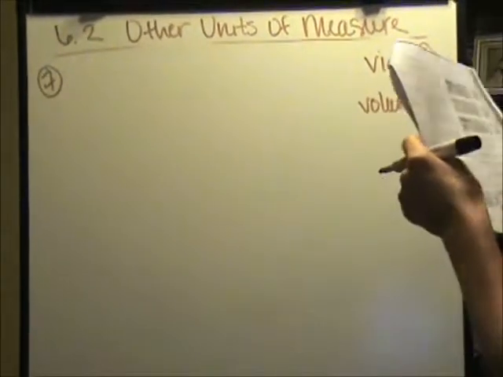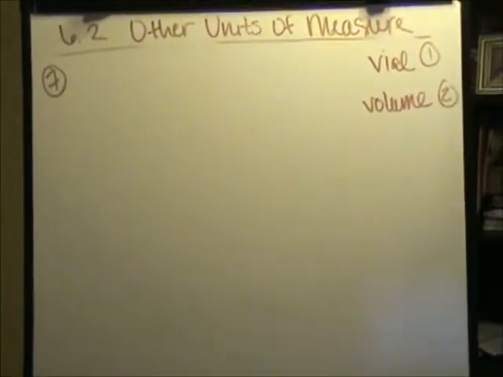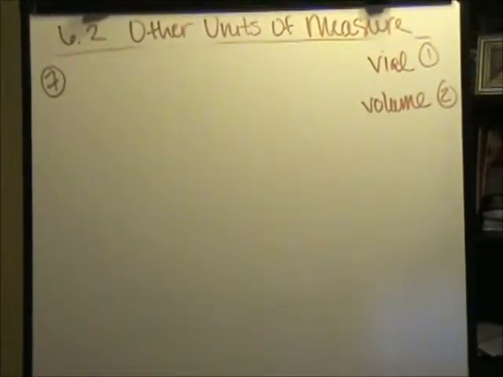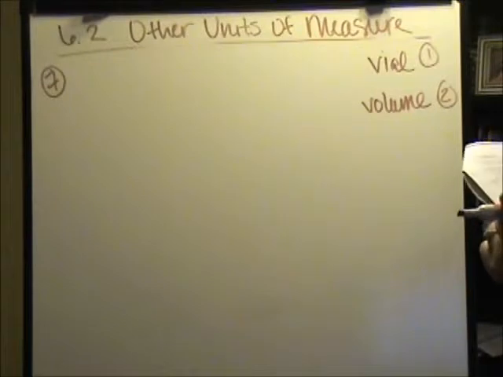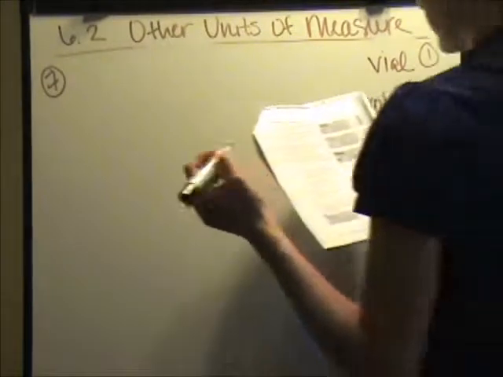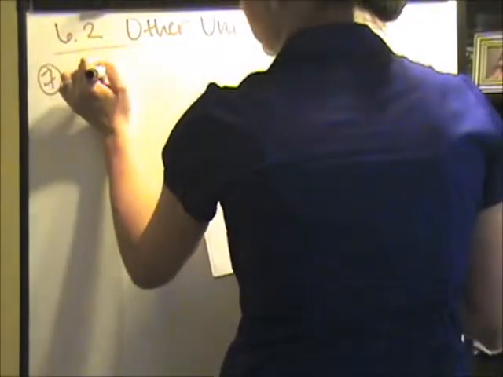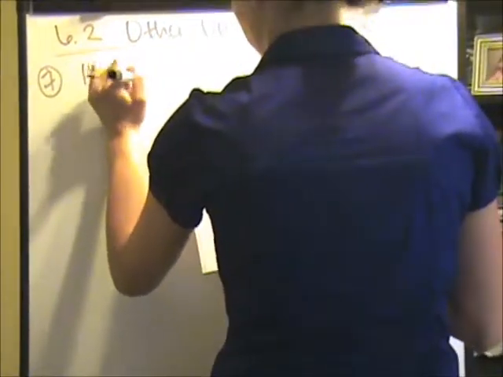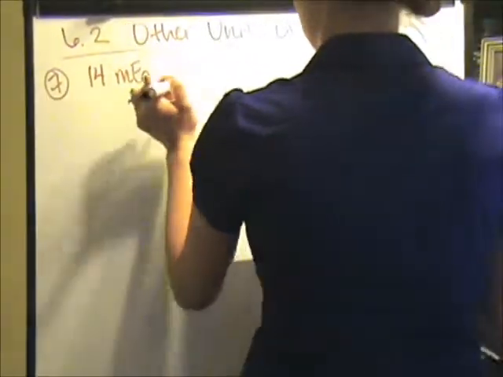Okay, so looking at the vials, the first one has 10 milliequivalent. The second vial has 20 milliequivalent. The third has 30 milliequivalent, and then the fourth has 40 milliequivalent. What we want to do is add 14 milliequivalent of potassium to the patient's IV solution.